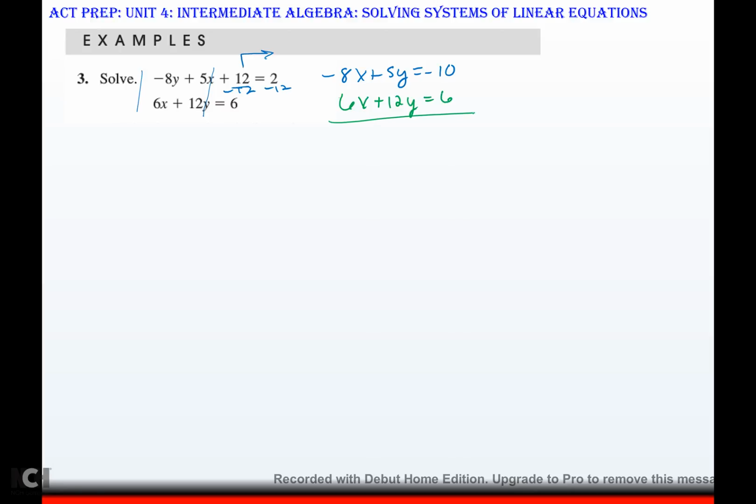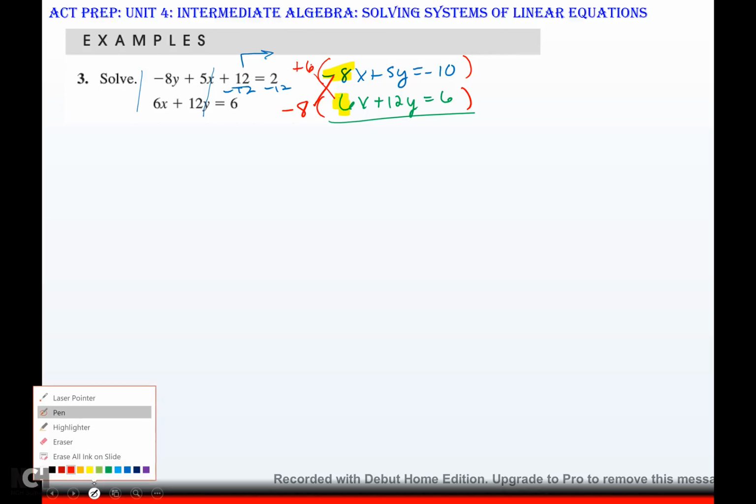Alright, so now I have to decide who I want to eliminate. You can either eliminate the x's or the y's. I think I'm going to go for the x's because the numbers are smaller. So if I'm going to go for the x's, then positive 6 goes to the top and negative 8 goes to the bottom because I multiply the top by the bottom and the bottom by the top. Check your signs. They came out different, so I need to make them the same. So I'm going to keep him positive. Alright, so now we distribute.